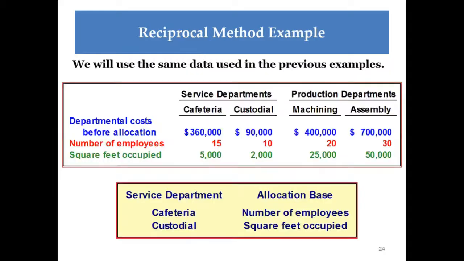Here we can see the previous example. We'll continue with the same example for comparison, using the same data as in the previous examples. We have two service departments, cafeteria and custodial, and two production departments, machining and assembly. We have 360,000 cost of cafeteria before allocation, 90,000 for custodial, 400,000 for machining, and 700,000 for assembly.